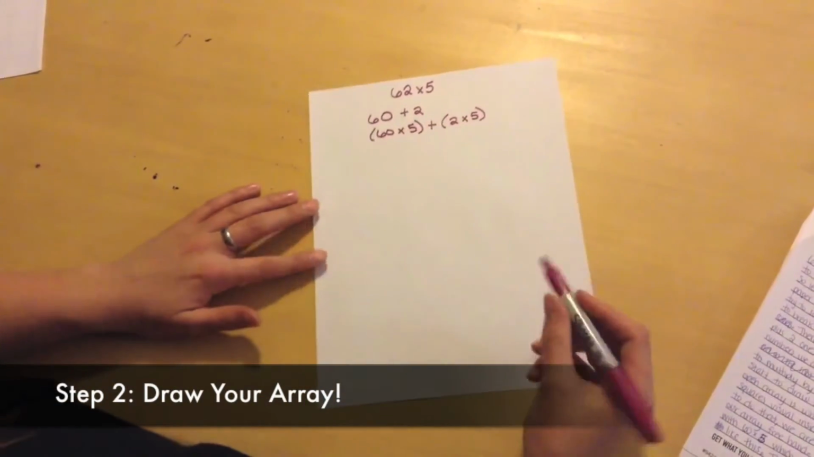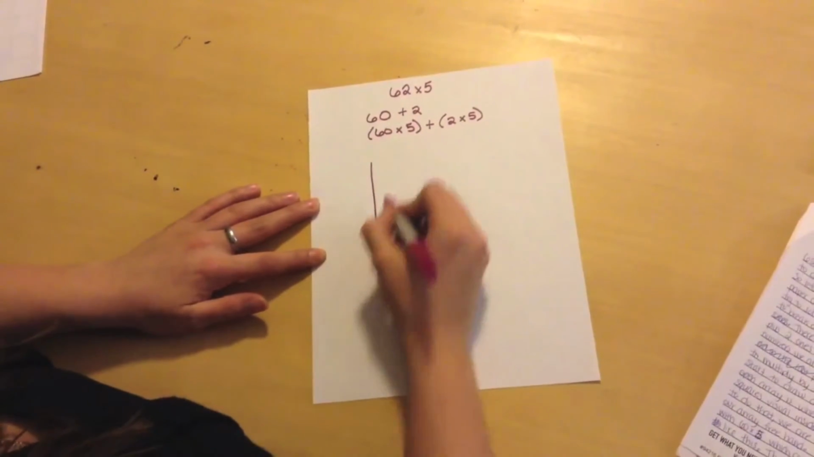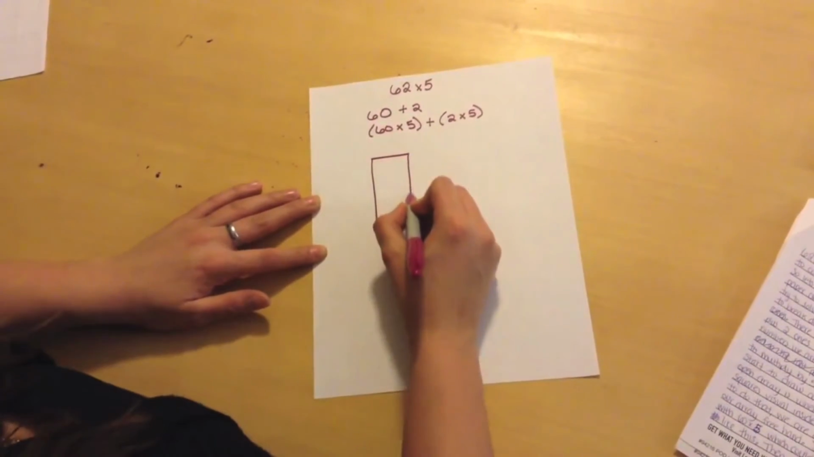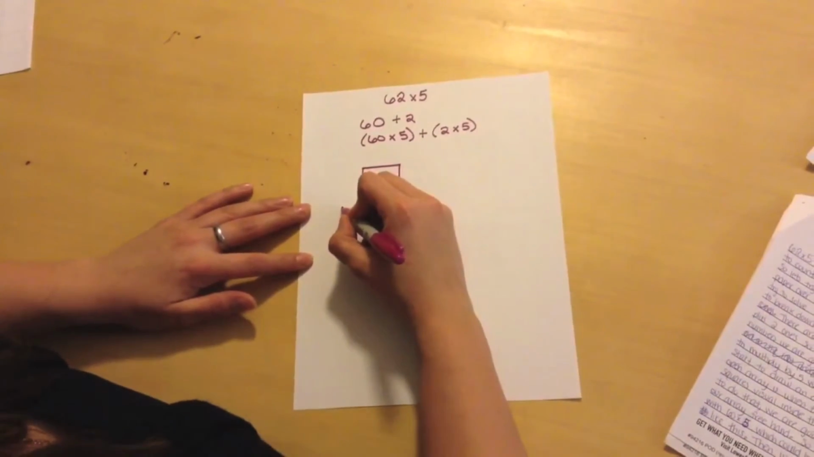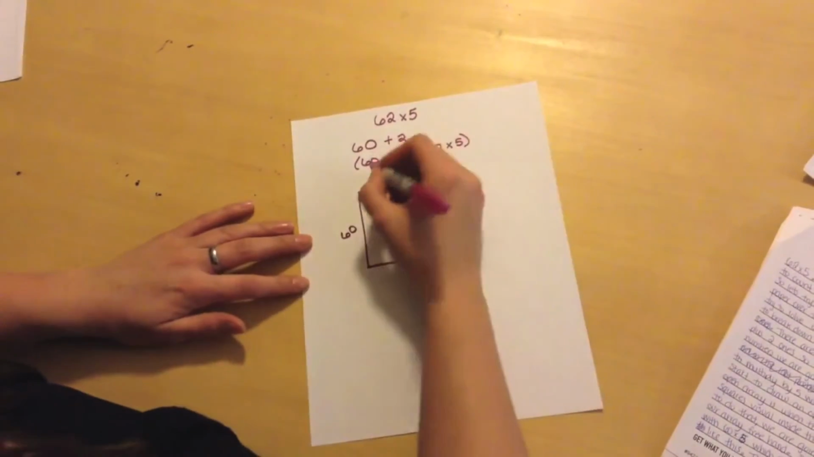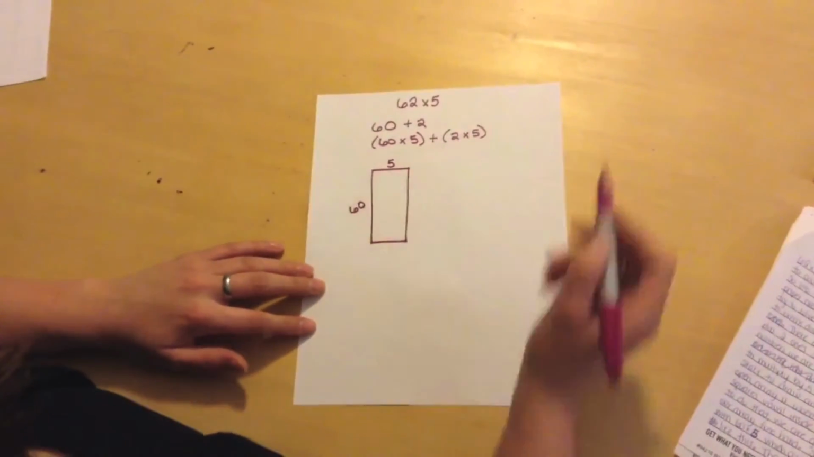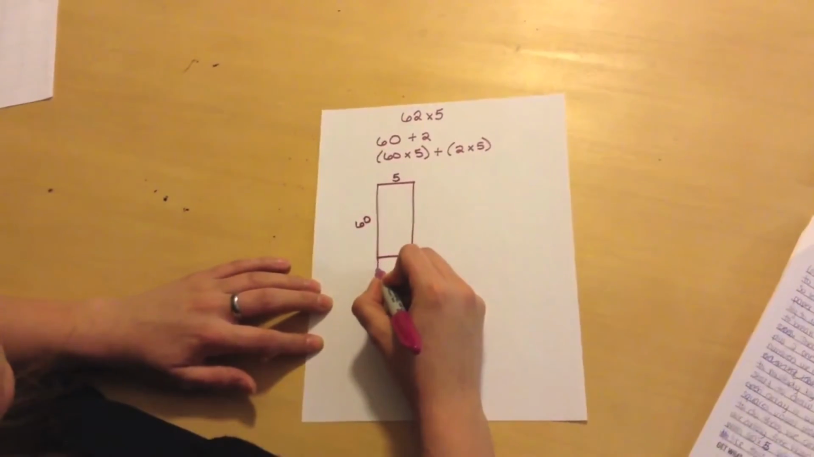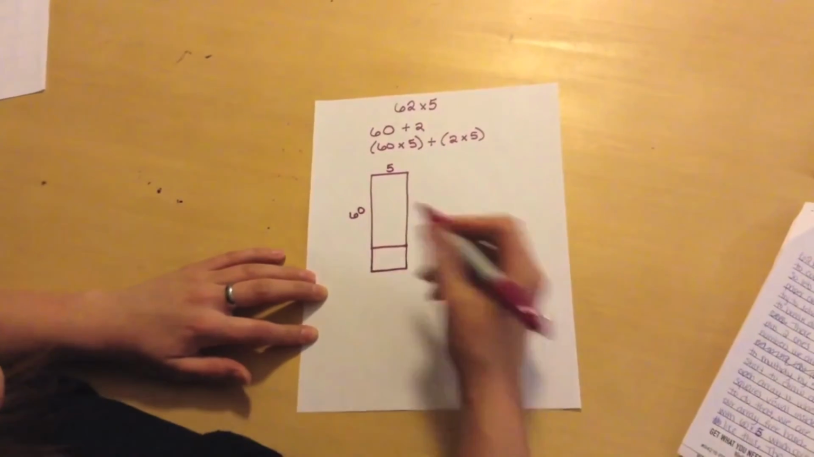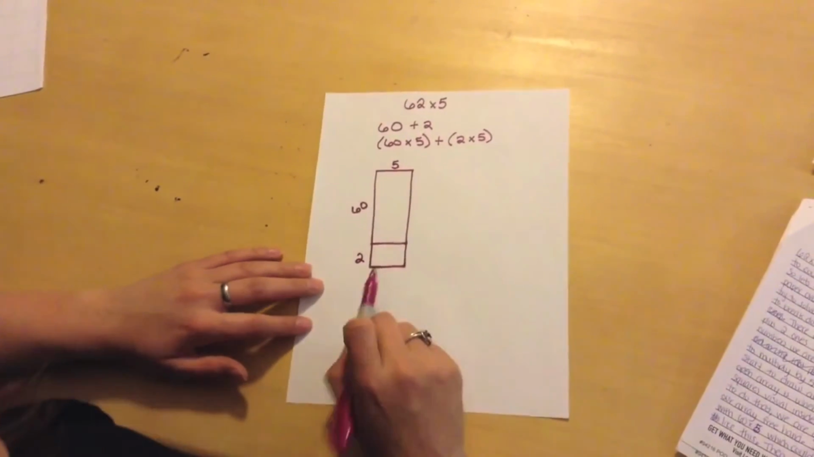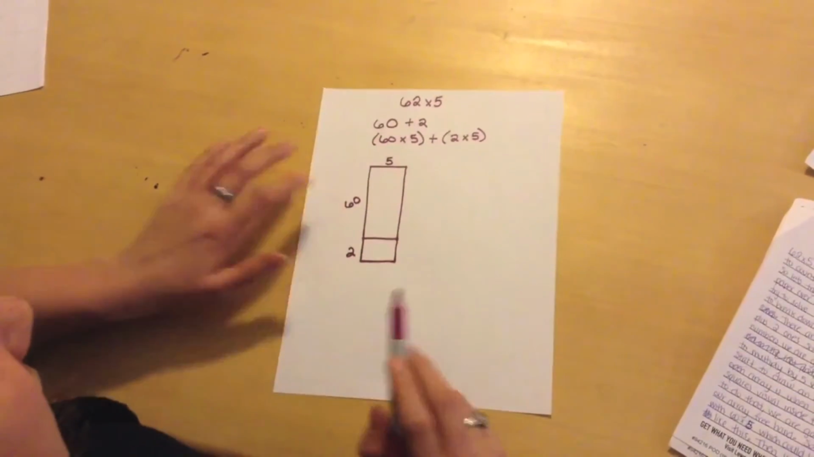First, we're going to take 60 times 5. So we're going to draw our rectangle. And we're going to label the vertical axis and the horizontal axis. And now we take our 2 times 5 and add it on to our first array. Notice how small this rectangle is compared to this one because there's only 2 instead of 60.